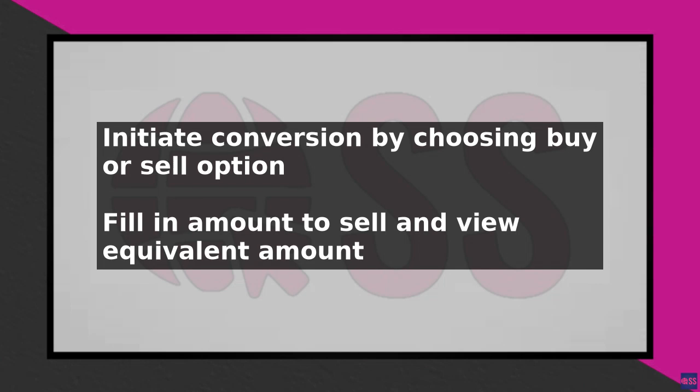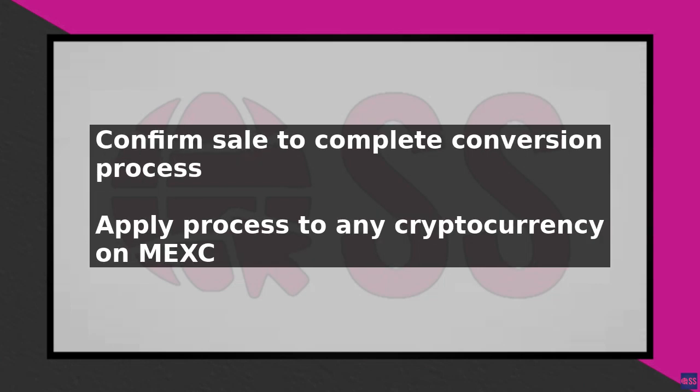If selling, fill in the amount you want to sell, and the equivalent amount of the other cryptocurrency will be displayed. Once you confirm the sale, the conversion will be complete. This process can be applied to any cryptocurrency available on MEXC.